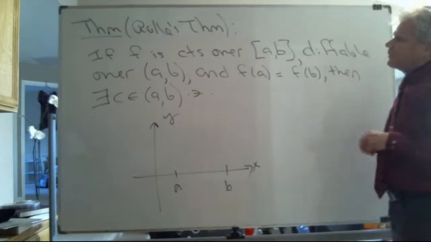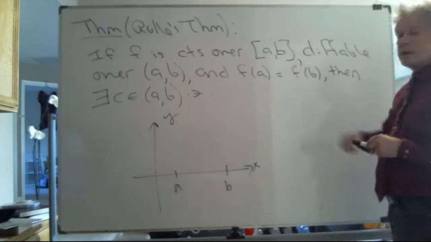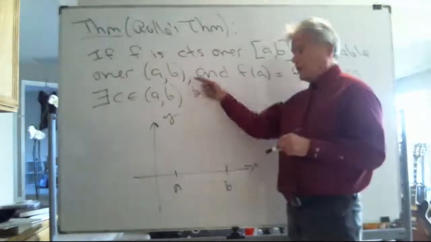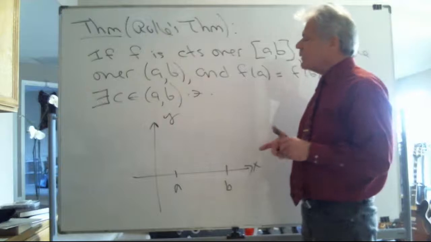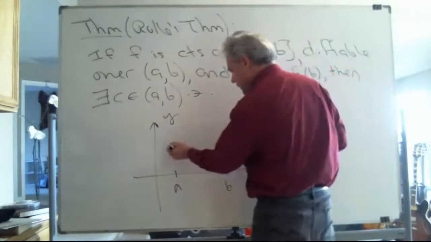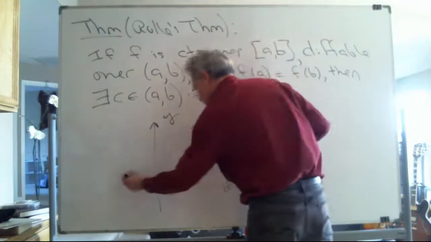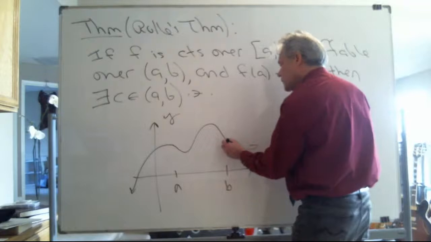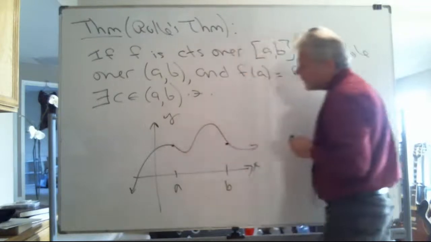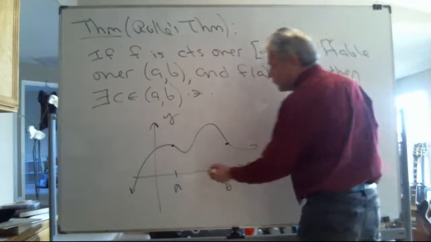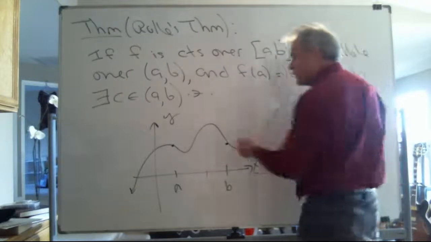If I've got a function f that's continuous over a closed interval from a to b, differentiable over the corresponding open interval from a to b, and if the corresponding y values in the graph are the same at a and b, like for example, how about this pretty picture? It simply means that there's a value of x somewhere between a and b for which the tangent line is horizontal.